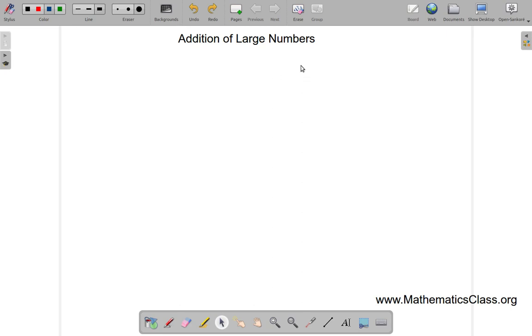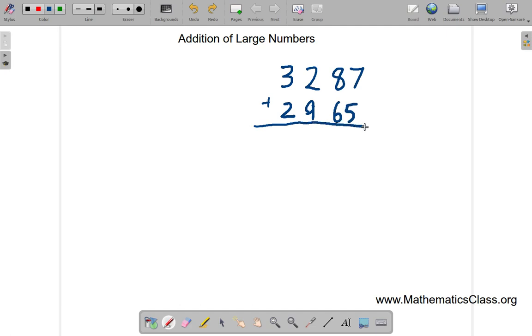For example, suppose you have 3,287 plus 2,965. And you're going to add those two numbers. If you're already familiar with it, you would say 7 plus 5 is what? 12. Bring down the 2, carry the 1 over here.